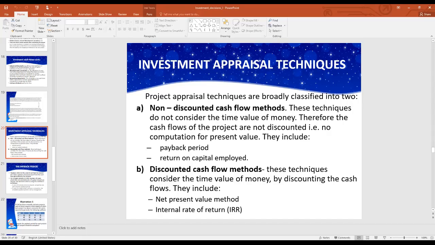So you can begin therefore with the first category of appraisal method, the use of the non-discounted cash flow techniques. And we begin with the first method, the use of the payback period.